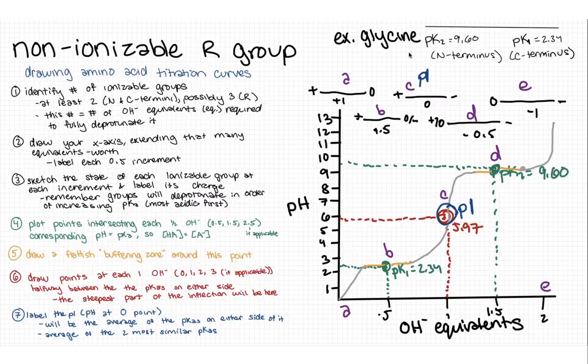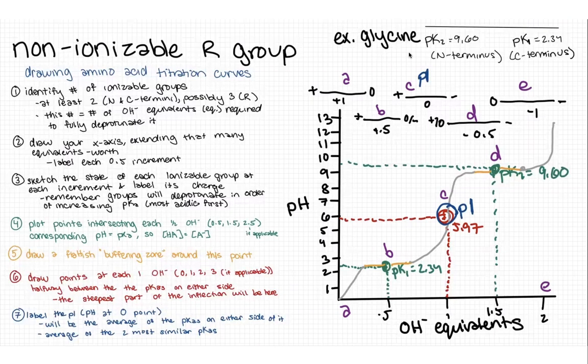So now if I were to ask you what would be the predominant charge state at a certain pH, or what is the overall charge at a specific pH or at a specific number of equivalents added, now you could look at your graph and see this. And we can also do things with the Henderson-Hasselbalch equation that we've talked about. But this is how you would draw a titration curve for a non-ionizable amino acid. So that was the easy stuff.